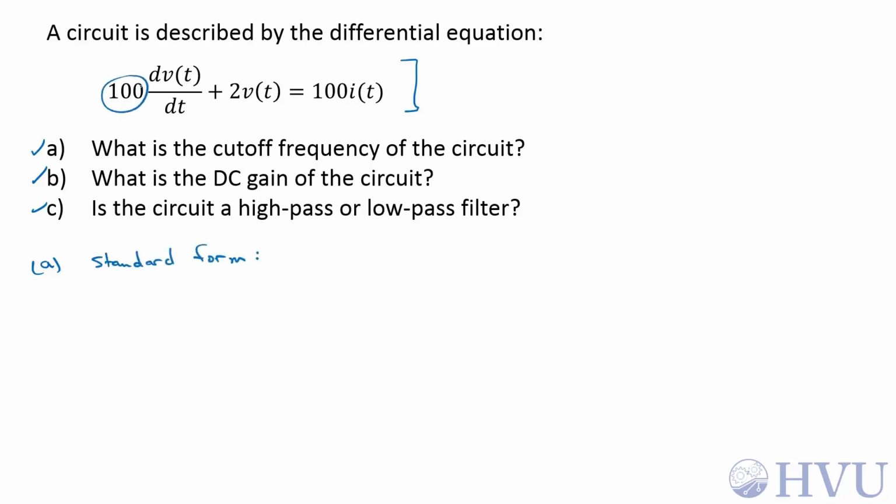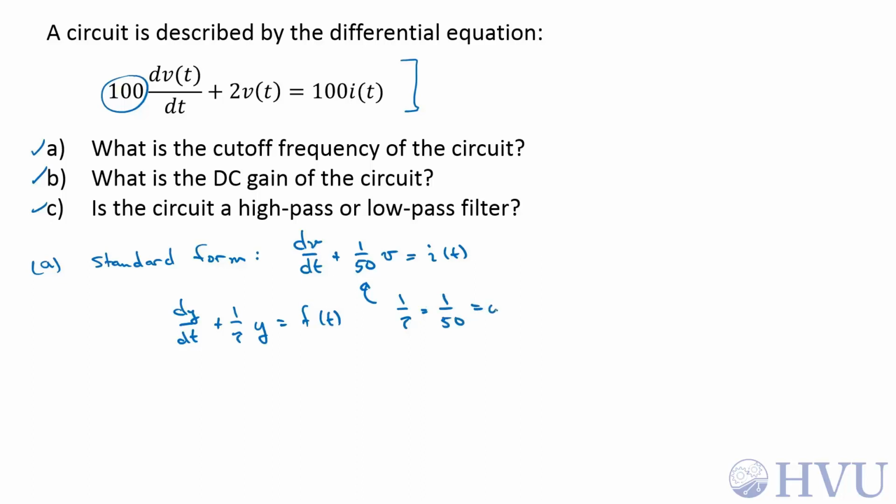which if we divide out this leading term, we get dV/dt plus 1/50 V is equal to I(t). Our general form was dy/dt plus 1/tau times y is equal to f(t), so 1/tau is equal to 1/50. The time constant is 1/tau, so omega sub c is 1/50 radians per second.